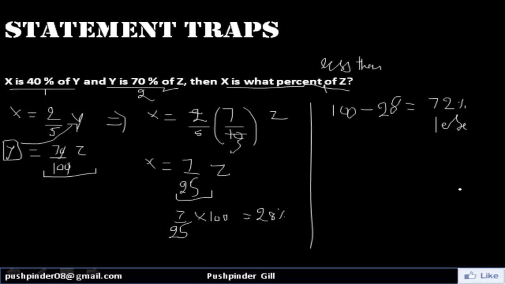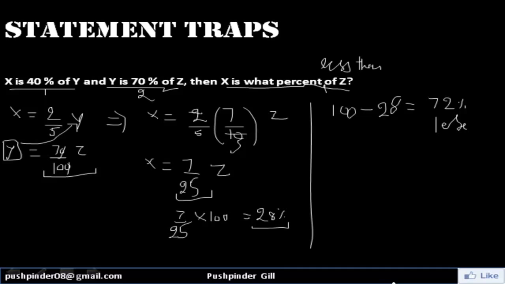Let me take a quick recap here. So x is 40% of y. I can say x is equal to 2 by 5y. Y is 70% of z. I can say x is equal to 2 by 5 into 70 by 100 of z. I just use the value of y into this equation over here. Then I calculated that x is equal to 7 by 25 of z, and converting that into percentage, I got my answer to be 28%.